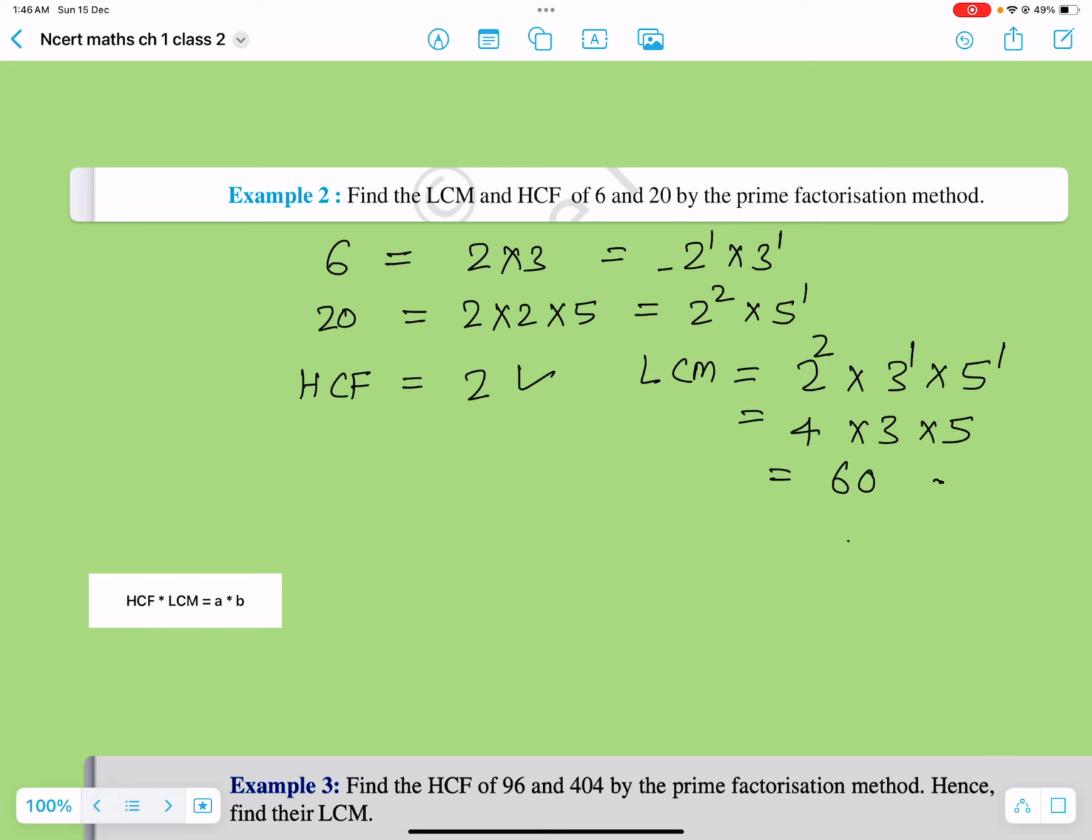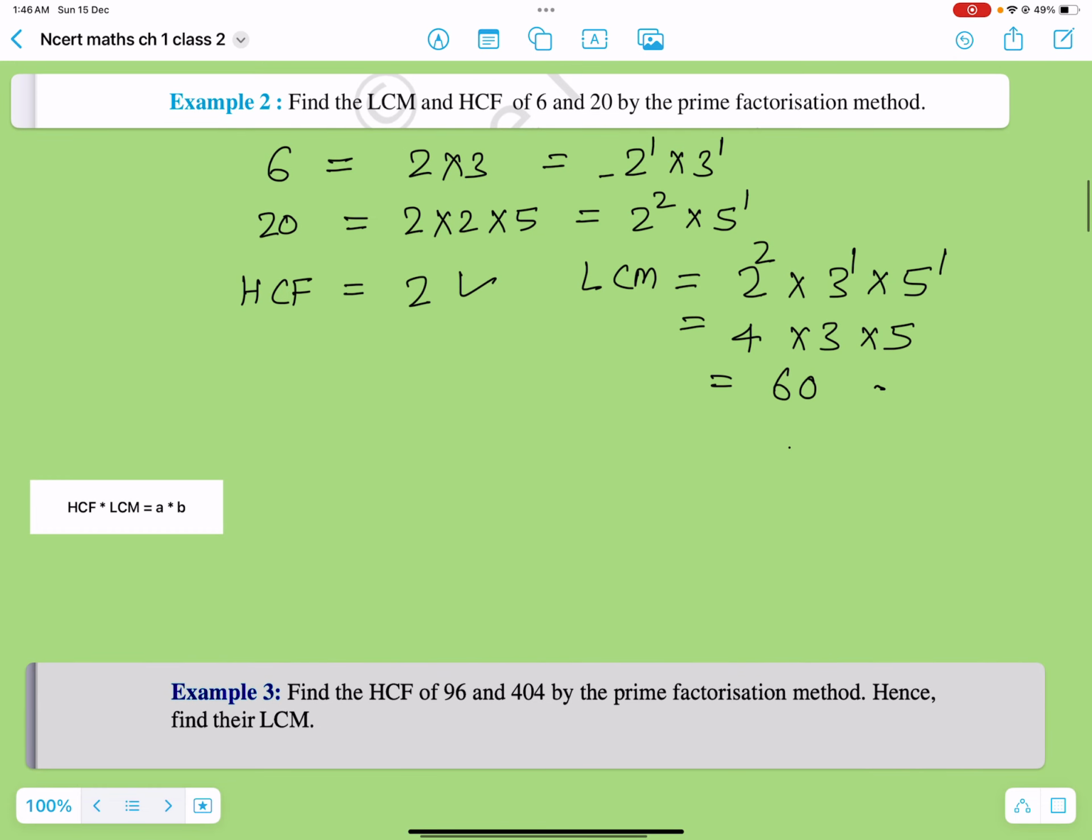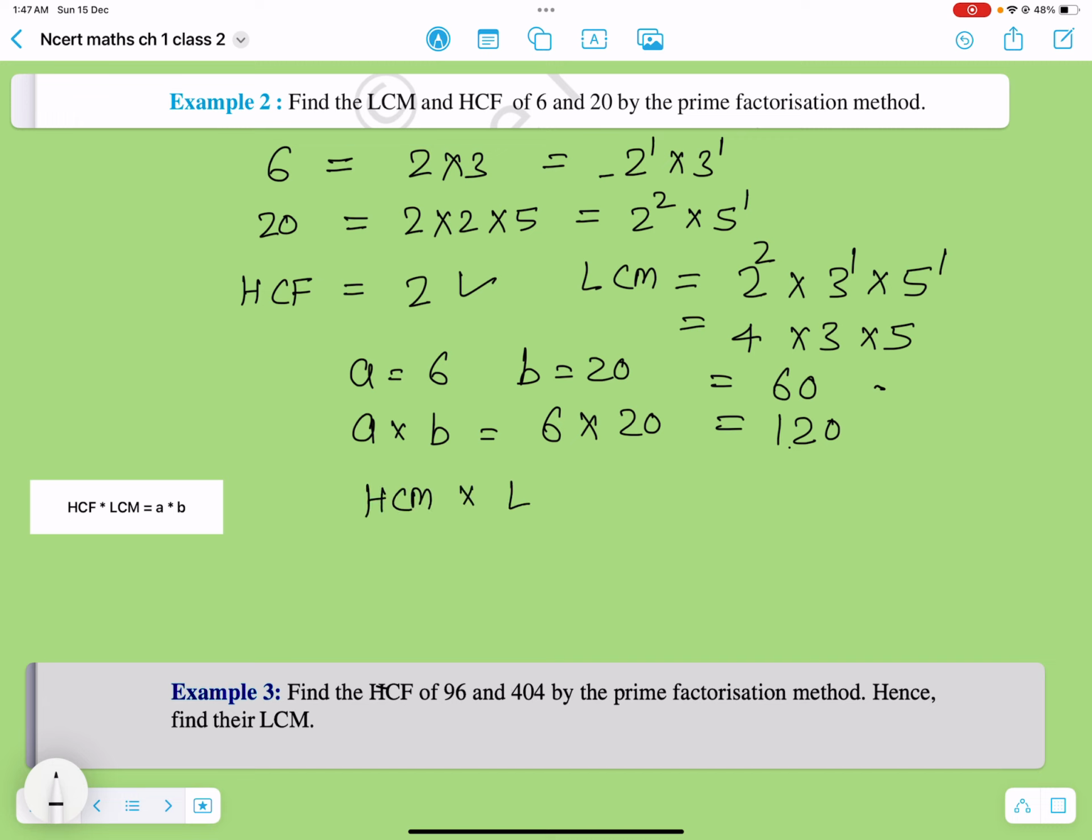So now if you look at this calculation, I think by now you should have understood, if we have two numbers, then the product of those two numbers, let's say A is 6 and B is 20, then the product of A and B would be 6 multiplied by 20, that comes to 120. And if you take the product of HCF and LCM of these two numbers, your HCF was 2 and your LCM is 60, that again comes as 120.